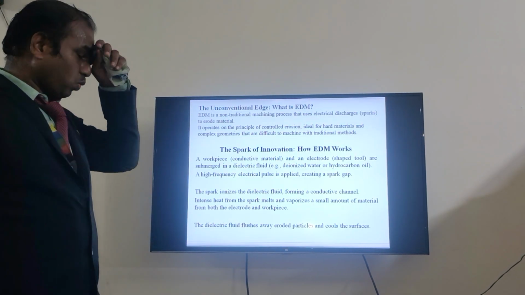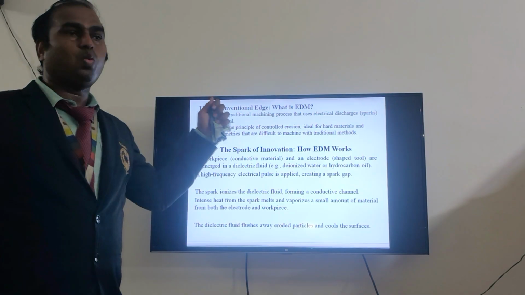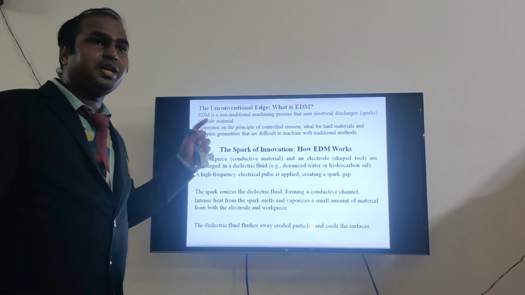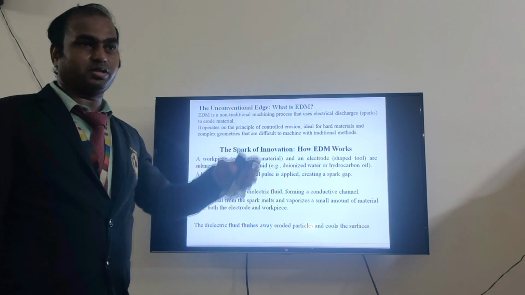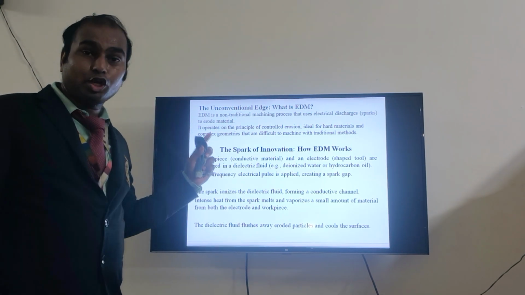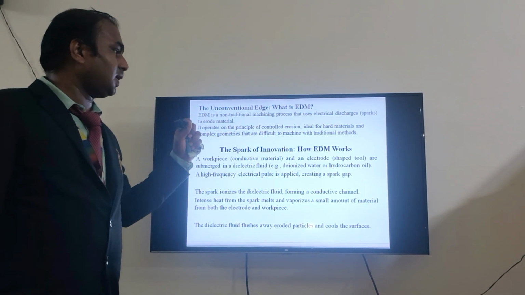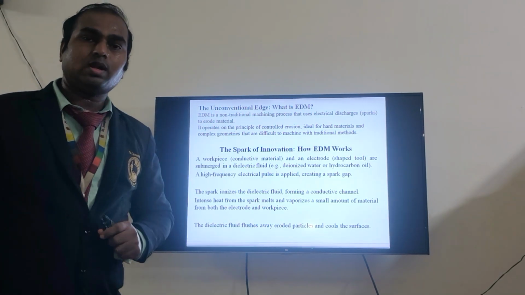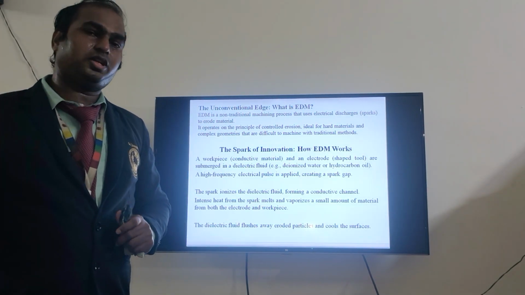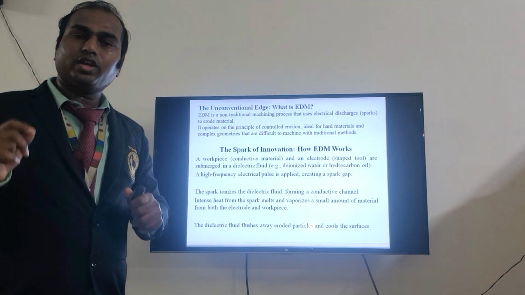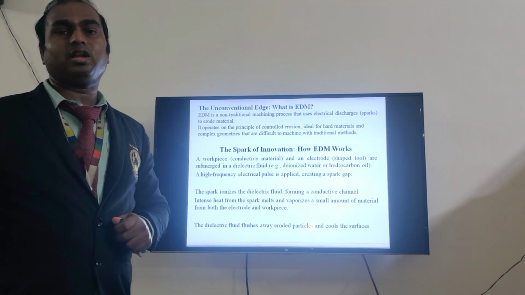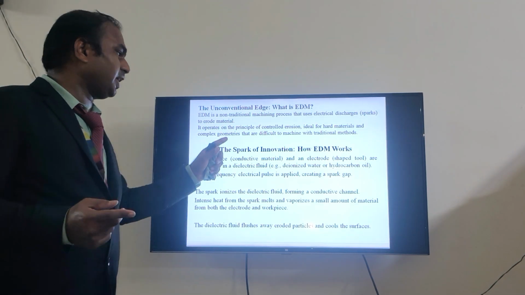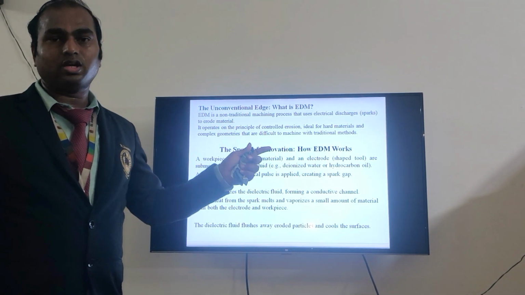Next, what is unconventional machining, and why does the EDM process play an important role? EDM is a non-traditional machining process where the spark erodes the material. It operates by controlled erosion, suited to hard materials. Normally we use electrical discharge machining and wire cut EDM to machine very hard materials like superalloys, Inconel alloys and nickel based alloys. Now, how does the spark work in EDM?